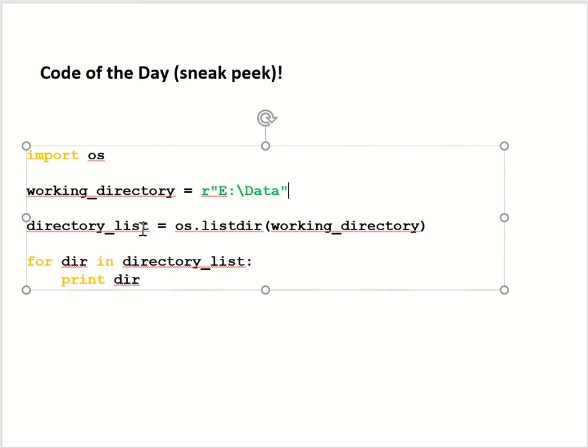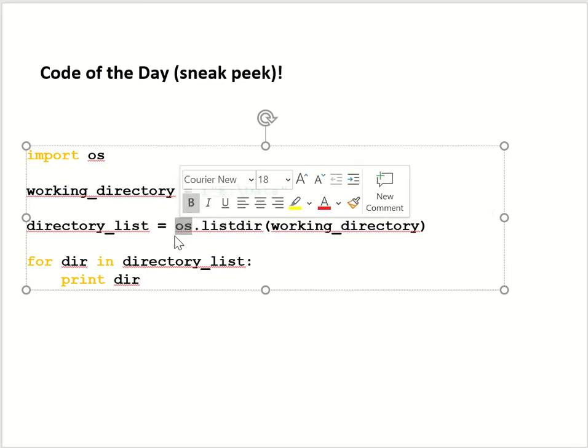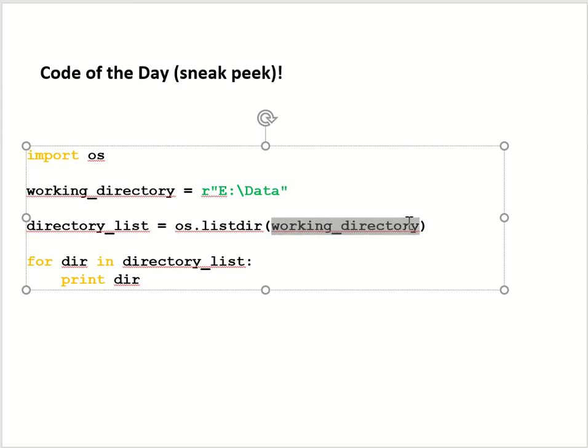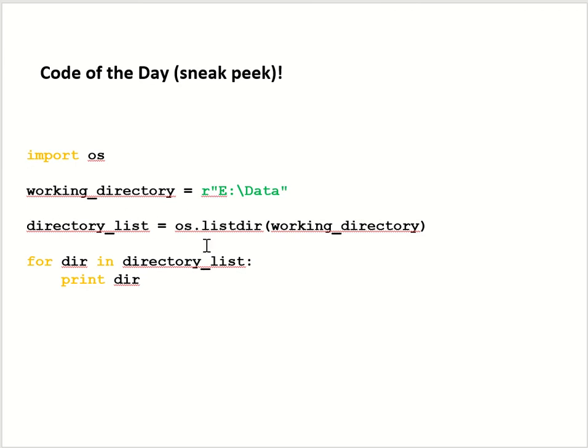Another variable called directory list is going to be the output of the listdir method, list directory method, in the OS library. And the argument that's going to be passed here is working directory for that string, and then a for loop. So for each looping variable in that list, the output of the list directory, print it. So this is a short little bit of script to look in a directory location to see what kind of files are in there and to print them out one at a time.